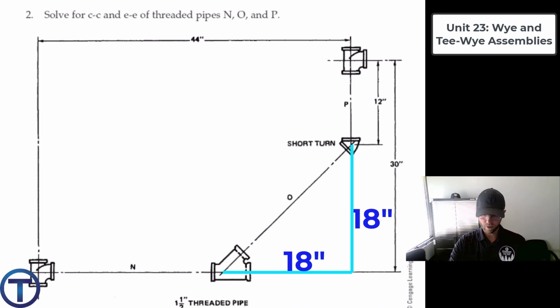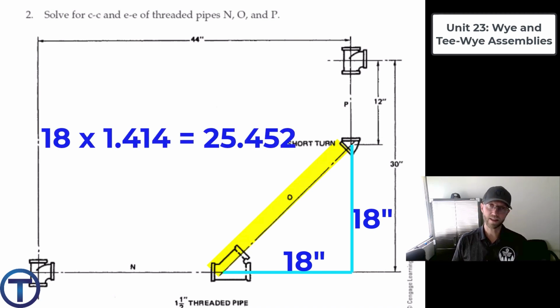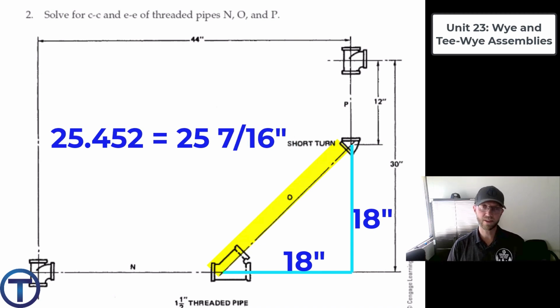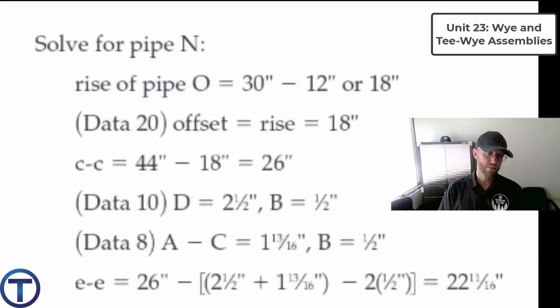Because on O, we're going to figure out our diagonal in that triangle. And to do that, we're going to multiply 18 times 1.414. That's going to give us 25.452, or 25 7/16. So we then have our center-to-center measurements for each of those. So let's solve for end-to-end measurements on N.